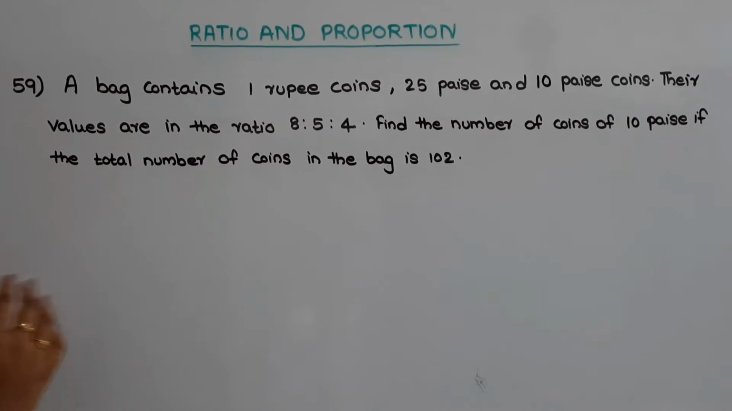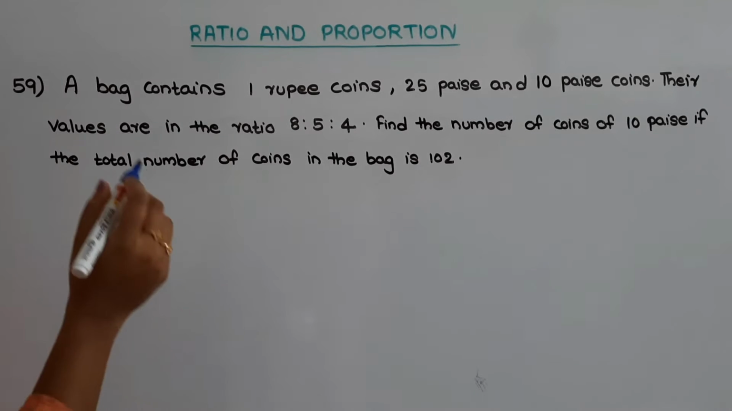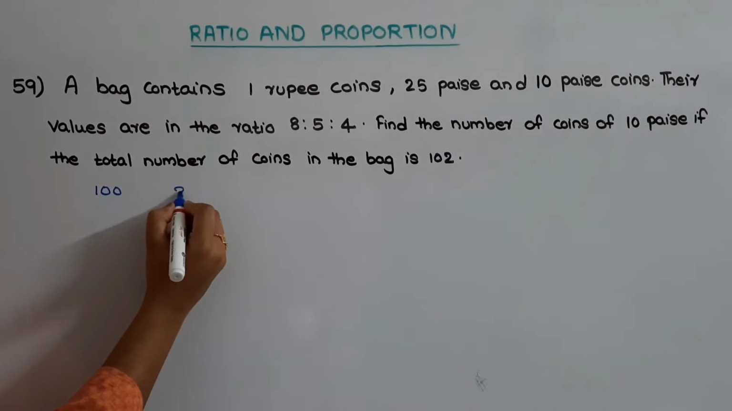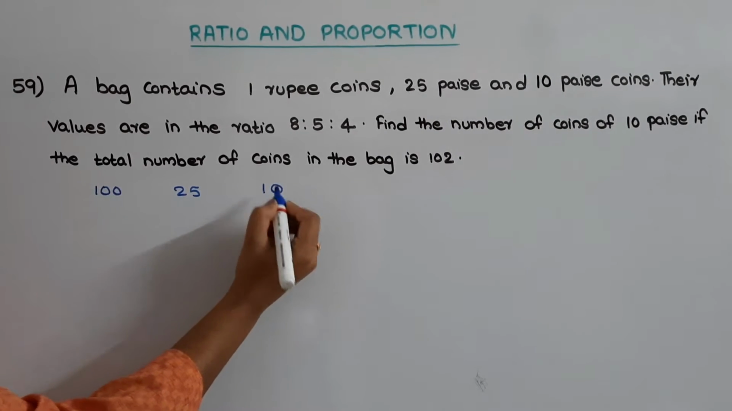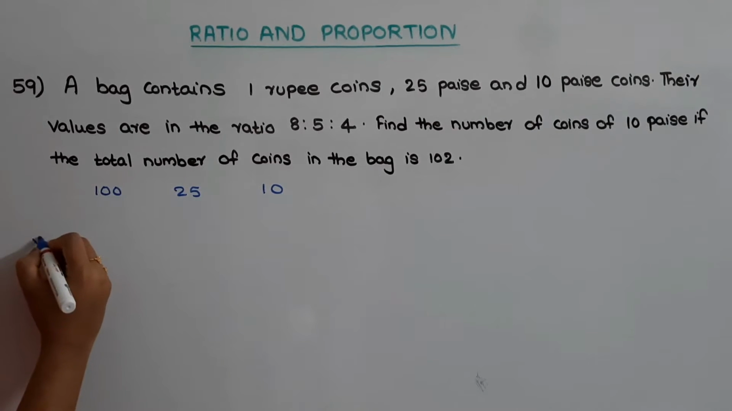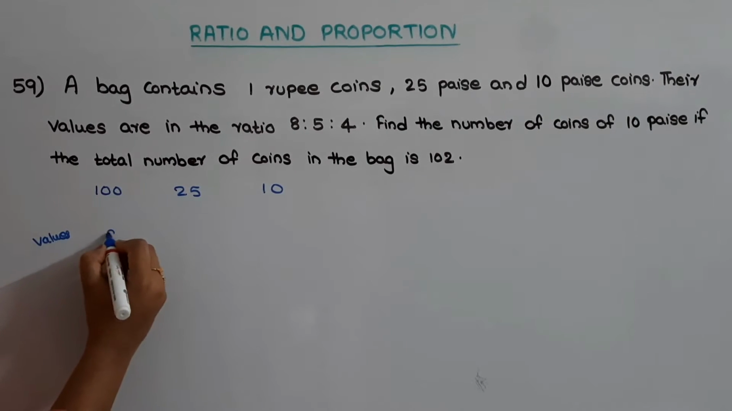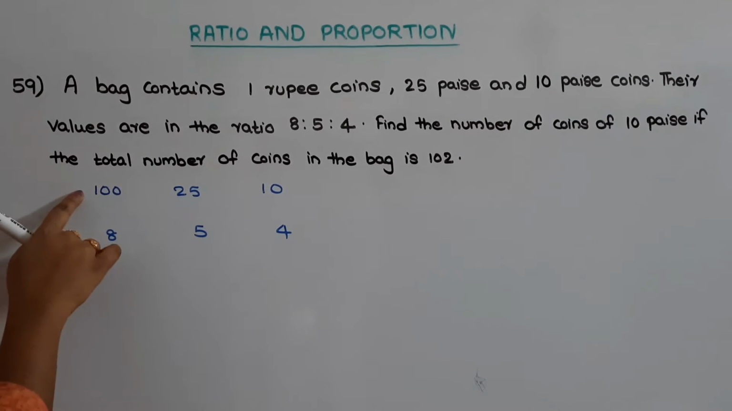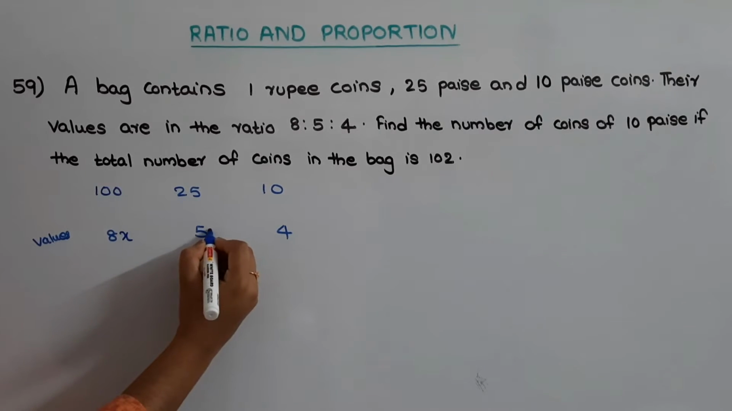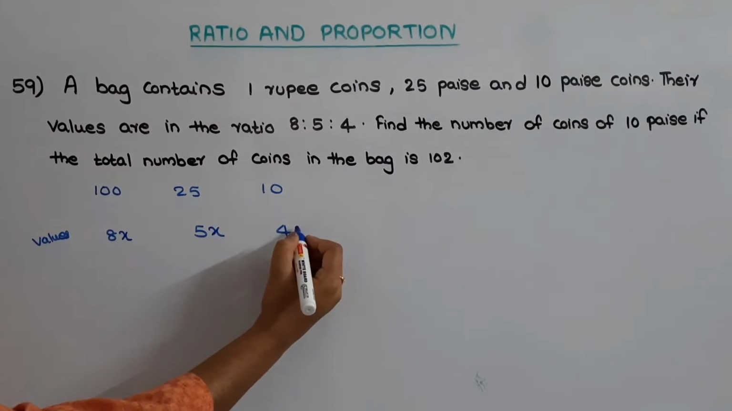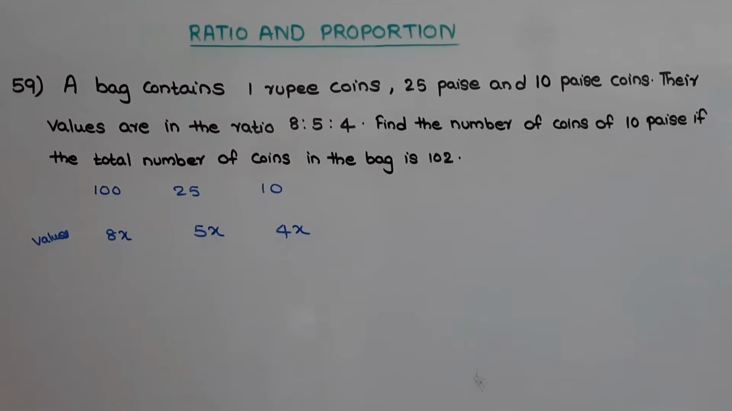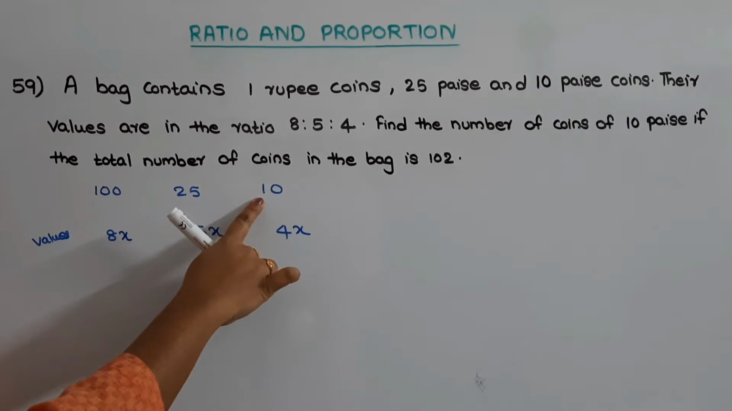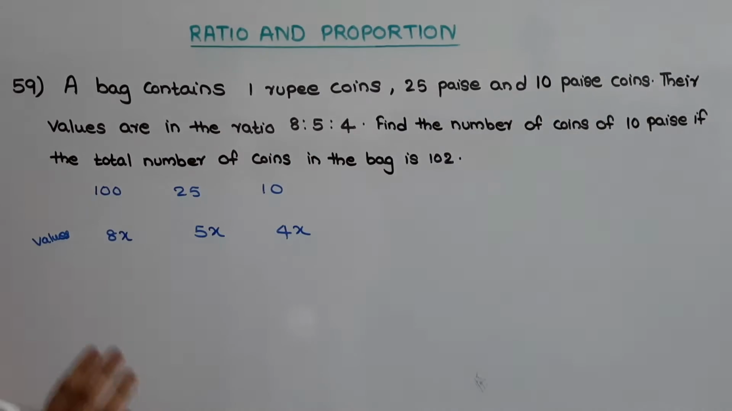In this question, they are telling us that in a bag there are some 1 rupee coins. Let us write it as 100 paise coins, then some 25 paise coins and then some 10 paise coins. Their values are in the ratio 8:5:4. So let us consider the value of 100 paise coins as 8x, the value of 25 paise coins as 5x and the value of 10 paise coins as 4x. We need to find the number of coins of 10 paise if the total number of coins in the bag is 102.